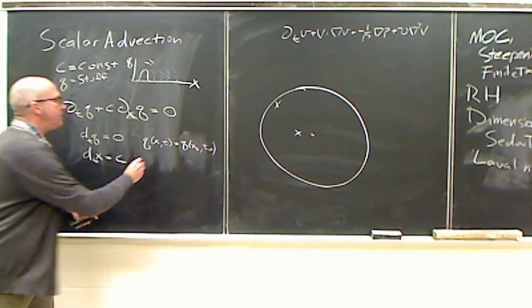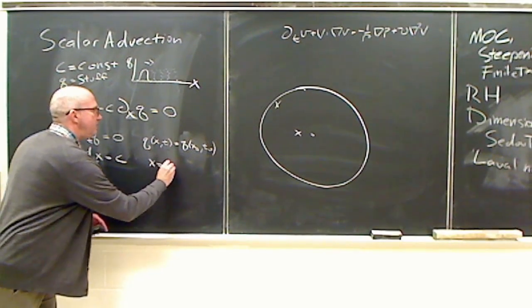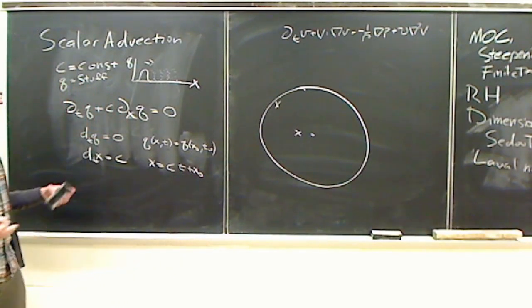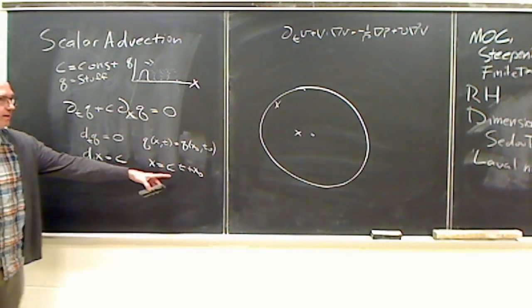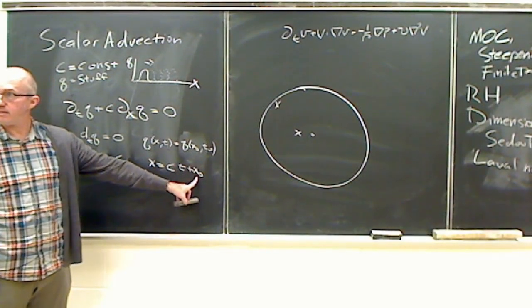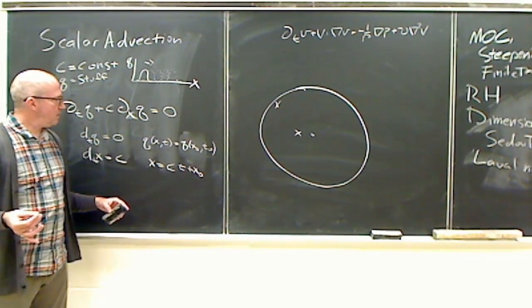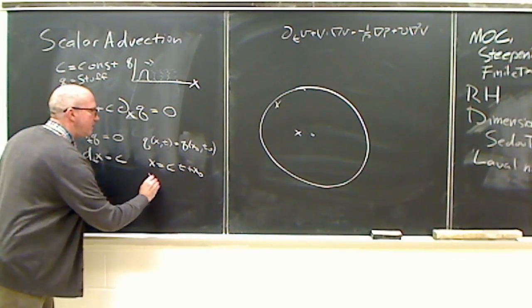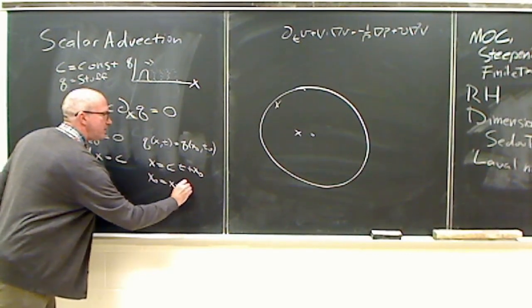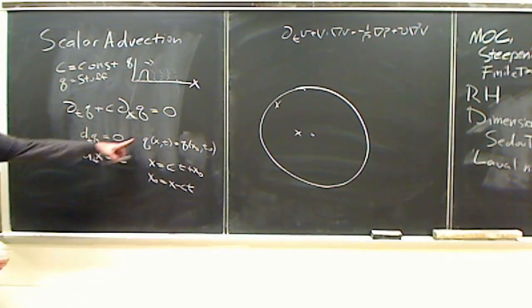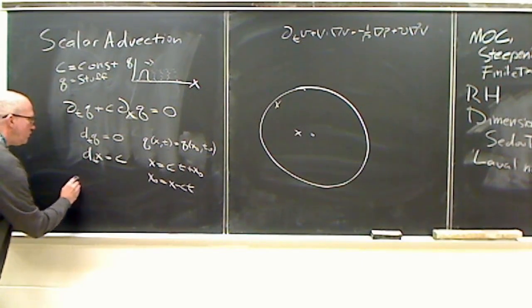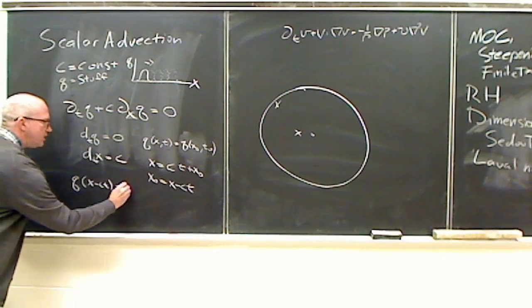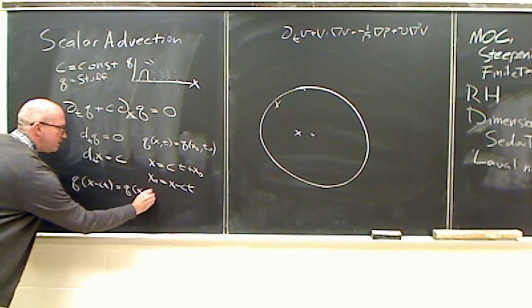And this one says that x equals ct plus x naught. Just once again integrating this and then applying the initial condition that I know, that is x naught. So now I can solve a little bit, and I can say that x naught equals x minus ct. And I can take this equation and say that q of x minus ct equals q of x naught t naught.